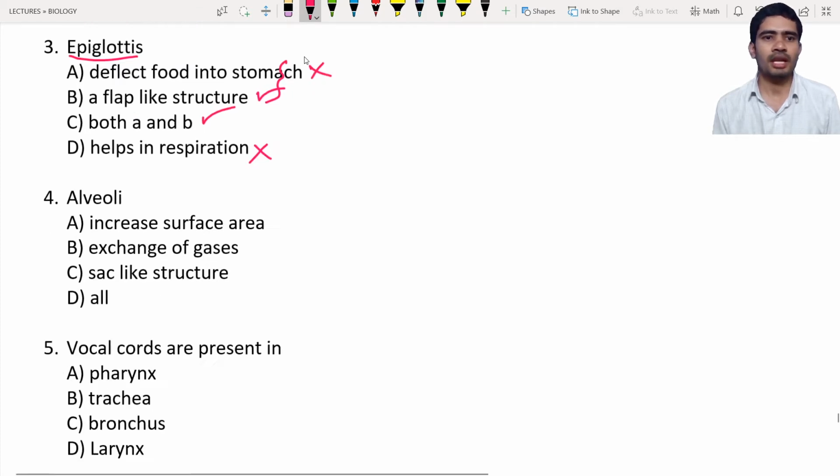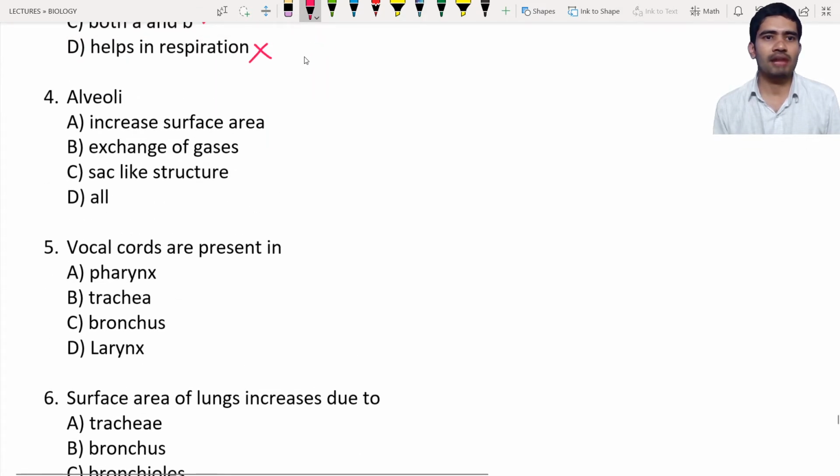Okay. And next, the alveoli. So what is the alveoli? A sac-like structure that helps in the exchange of gases. Again, the same thing: they did not give any information in the question. Only the word alveoli is given. So we will see which option is correct.